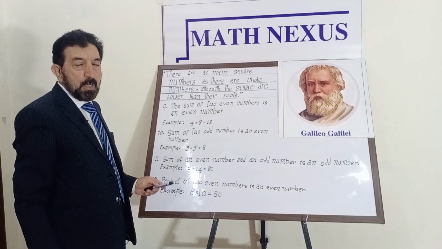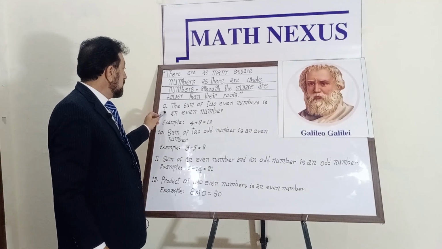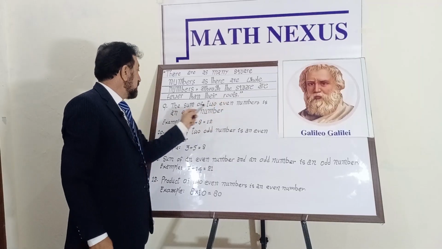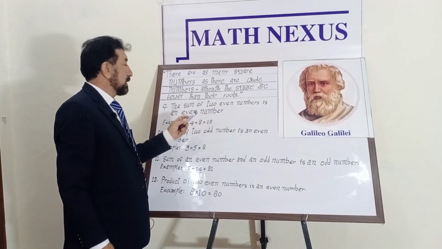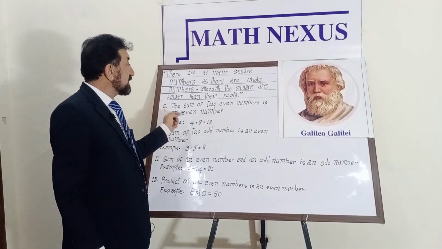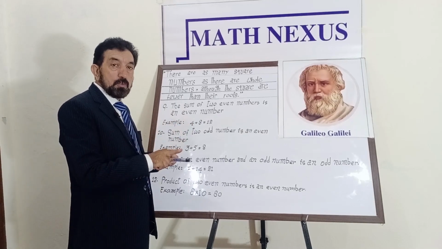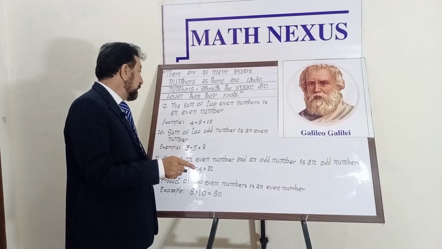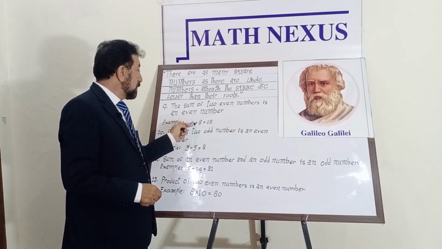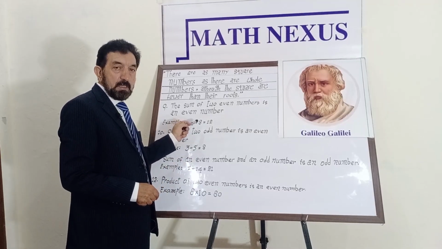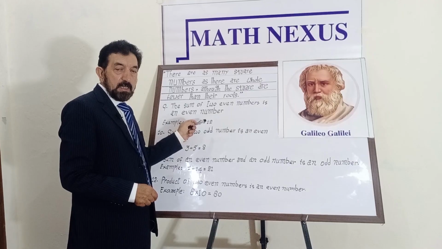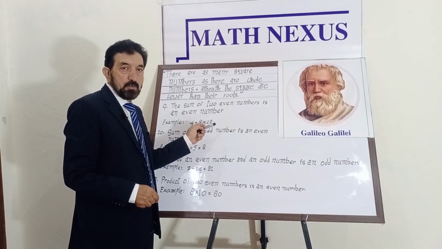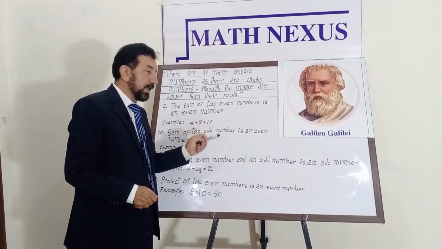Rule or property number 9, the sum of two even numbers is an even number. Example, 4 is an even number, 8 is an even number, and their result, 12, is also an even number.